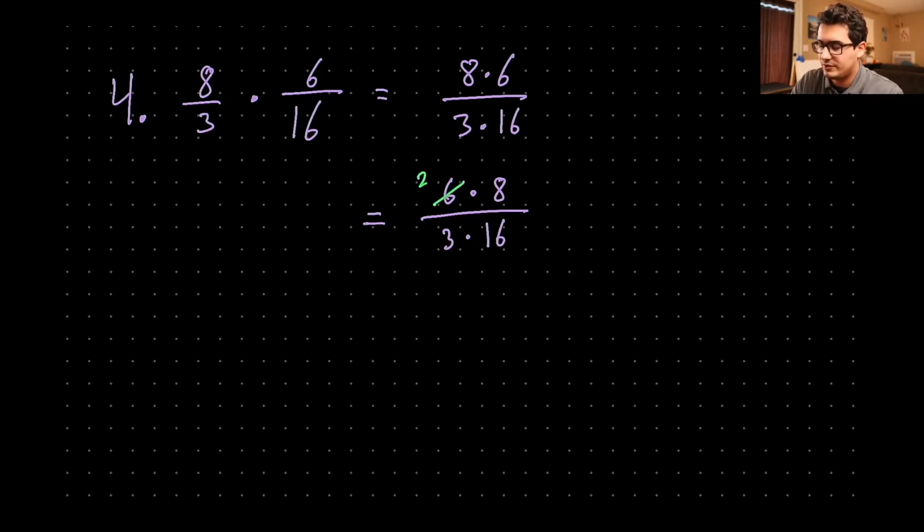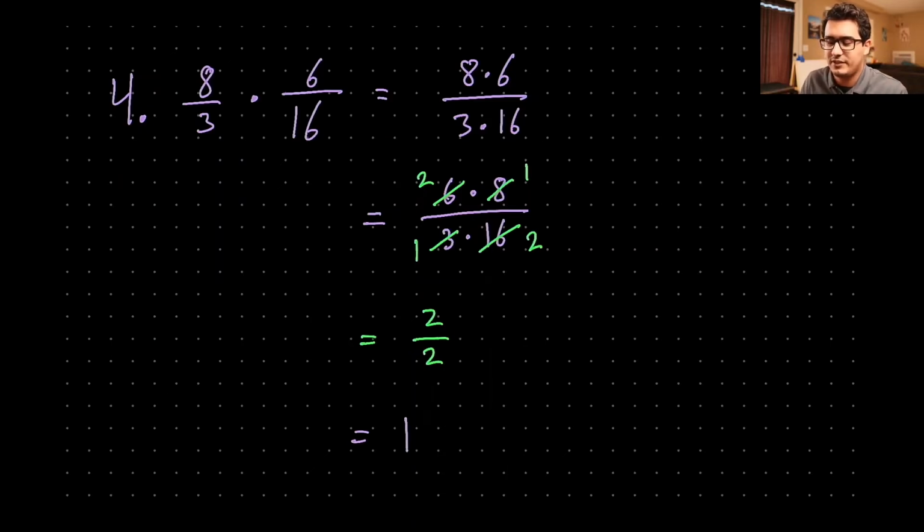So there's 2 3s in 6. So those reduce or divide. And there's 2 8s in 16. And so let's go ahead and do this one step at a time. We could have said, oh, well, 2 goes into 2 one time, right? So the answer is 1.